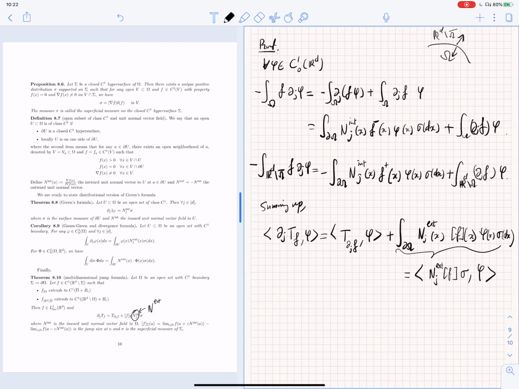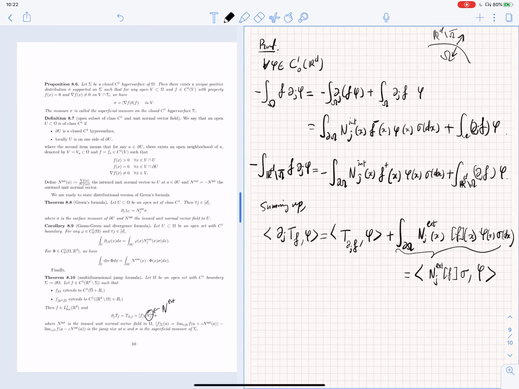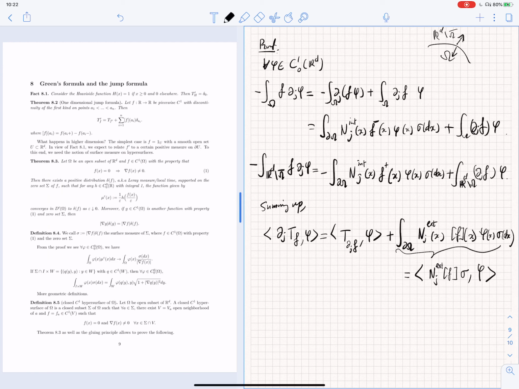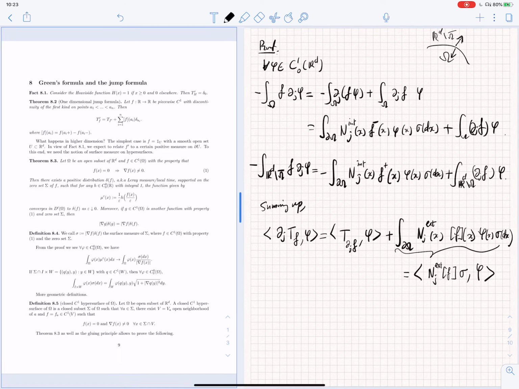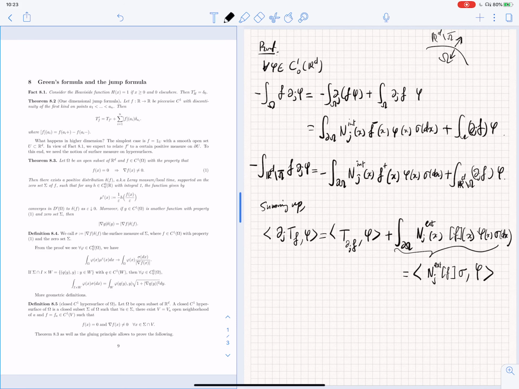Okay, so this finishes this lecture. These two formulas, Green's formula and the jump formula, are very useful and practical in the study of PDEs. So I recommend everybody to understand these two formulas and try a few exercises after class. Okay, let's just stop it here, and I will see you in another video.